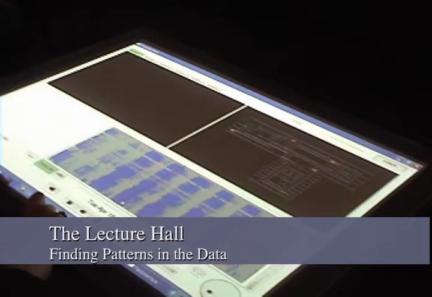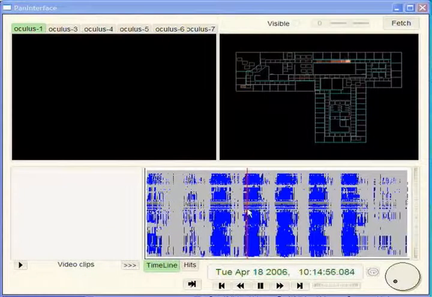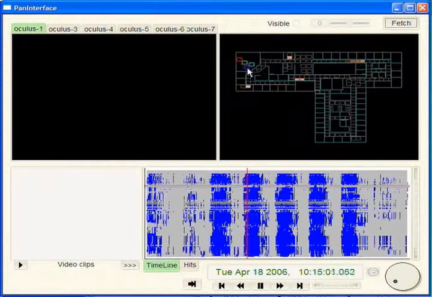We can also explore usage patterns of the space, in this case a lecture hall located in the upper left of the map. Because the lecture hall is only used several hours a week, it is represented by a white line on the timeline, with blue dots for the meetings.